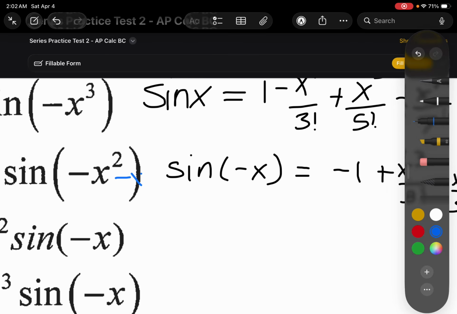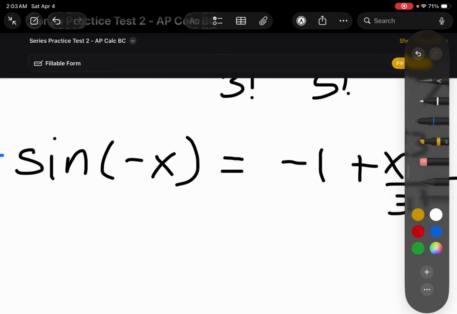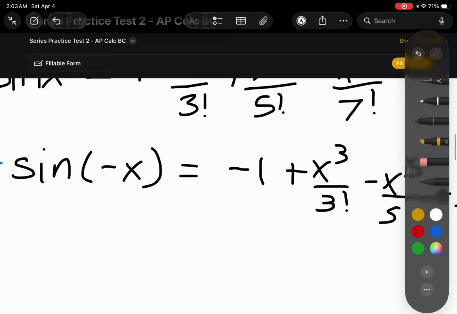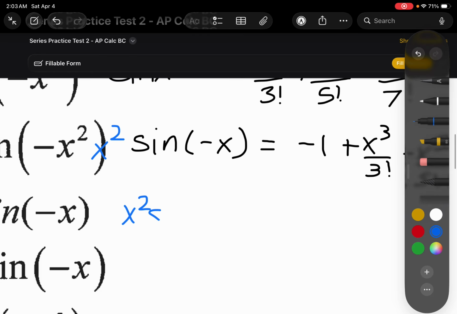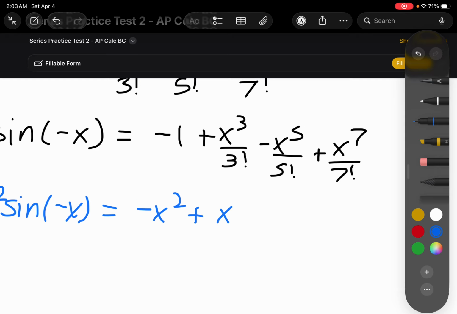Oh no, not negative, positive x squared. Since we have that negative inside the x, that makes it alternate in reverse. So it's going to be x squared sine of negative x equals negative x squared. Remember that these terms, these x's add to each other because they have a similar exponent.